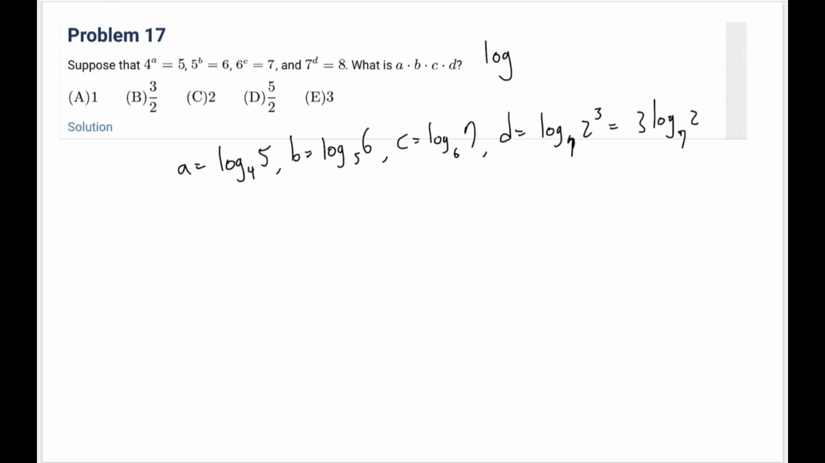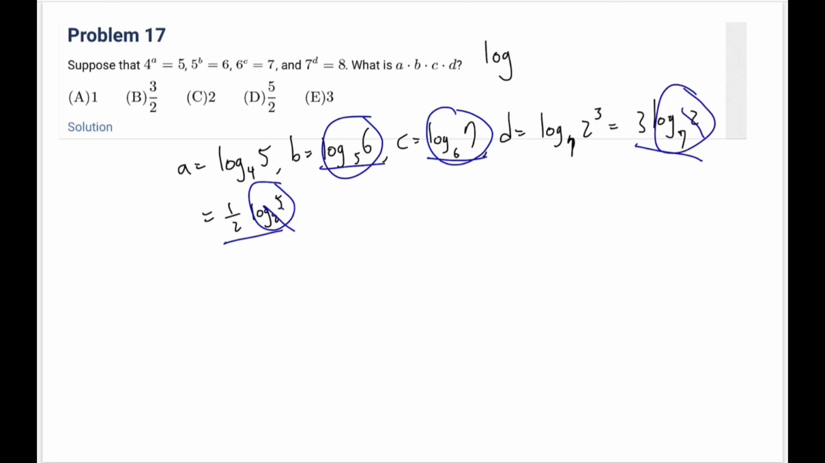And same for here, 4 is 2 to the 2nd power, right? So this is 1/2 log 2 of 5. And so if we multiply these together, then these all cancel, because we have 2 and 2, 5 and 5, 6 and 6, and 7 and 7. And so what's left is this 3 and this 1 over 2. So this is 1/2 times 3, this is 3 over 2. So the answer is B.